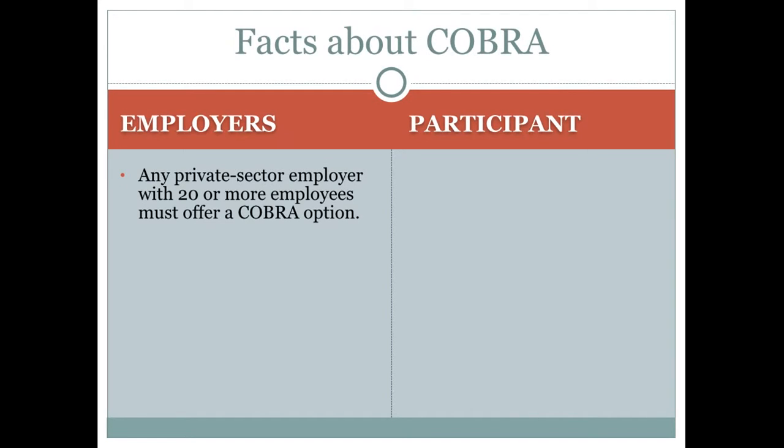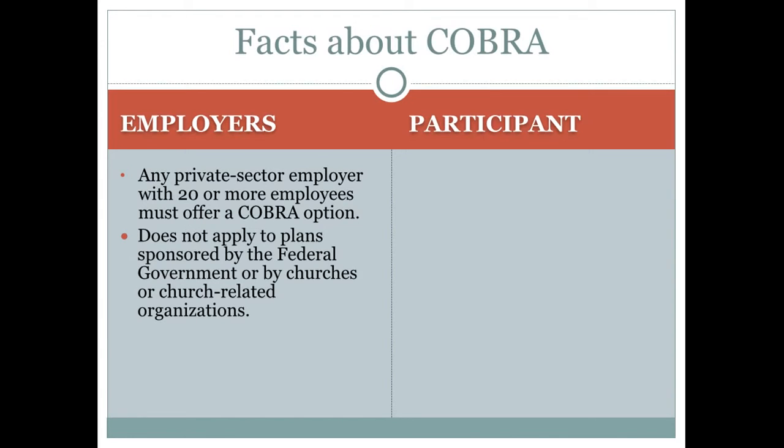First thing with employers is that any private sector employer with 20 or more employees is required by law to offer Cobra options for participants who meet one of the qualifying events that were discussed earlier. Except for the federal government and churches or church-related organizations, they are exempt from having to offer Cobra coverage. However, the federal government does have a similar law to Cobra in effect that allows participants to extend their coverage.